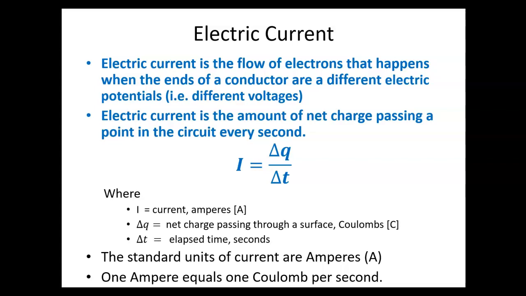which is a unit that has the dimension of 1 coulomb per second. Okay, 1 ampere is 1 coulomb per second, and amperes are represented by an uppercase A. So current is measured in amperes, the net charge is measured in coulombs, and time would be measured in seconds. So I, the current, equals the net charge divided by the elapsed time.